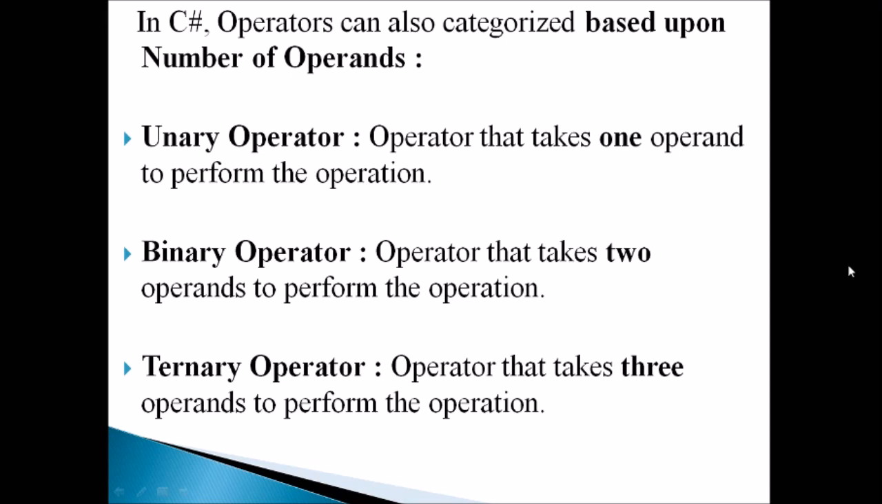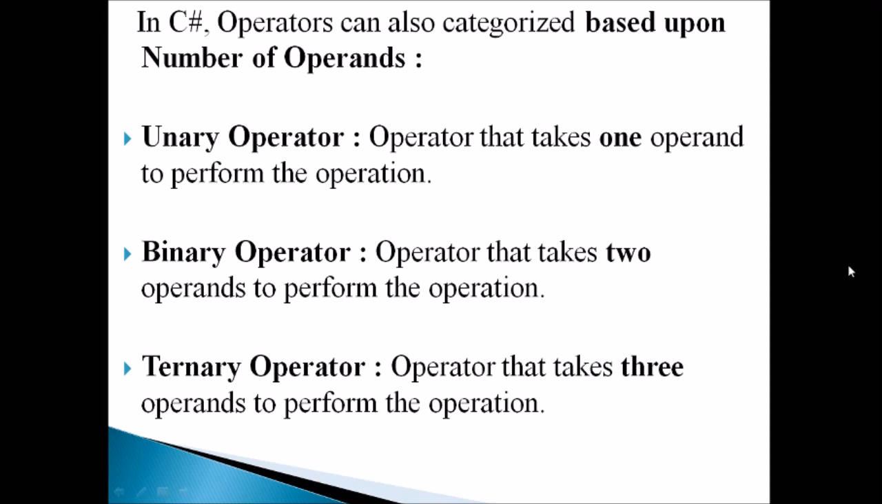Next, binary operator. If an operator takes two operands to perform the operation, then it is called binary operator. For this we can say A plus B as an example, where it takes two operands to perform the operation. The third one, ternary operator. The operator which takes three operands to perform the operation is called ternary operator. The example for this is conditional operator.